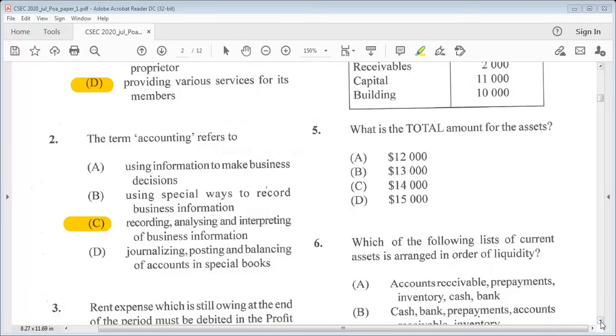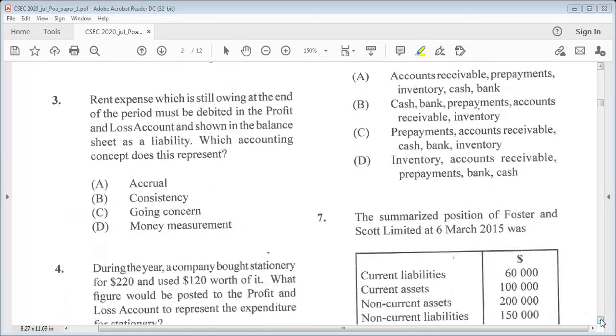Let's go on to number 3. It says, rent expense, which is still owing at the end of the period, must be debited in the profit and loss account and shown in the balance sheet as a liability. Which accounting concept does this represent? We know once it is still owing, we know that's an accrual. So A would be our answer.